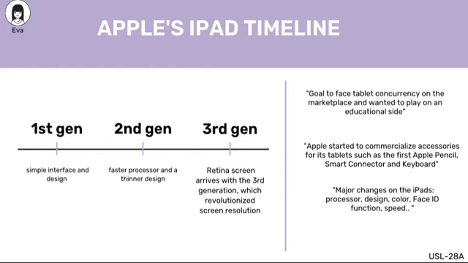To remedy that and boost its sales again, Apple then released a new tablet, the Pro range, with its iPad Pro, released in 2015. It was to give a more serious image to the brand, or at least to the iPad range. This is how Apple started to commercialize accessories for its tablets, such as the first Apple Pencil, the Smart Connector, and the keyboard.